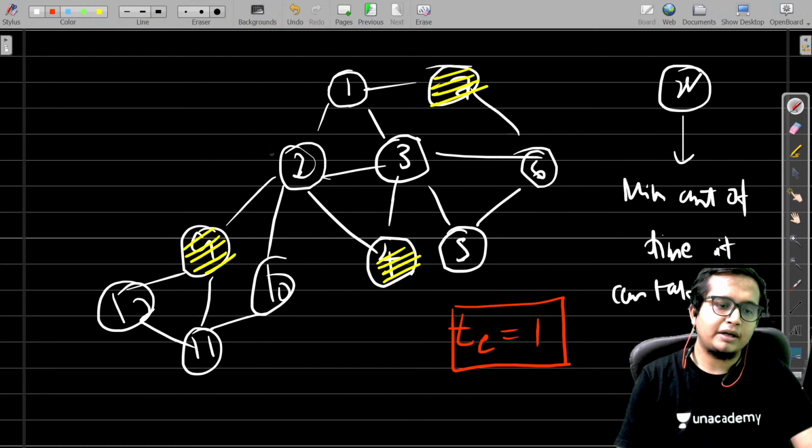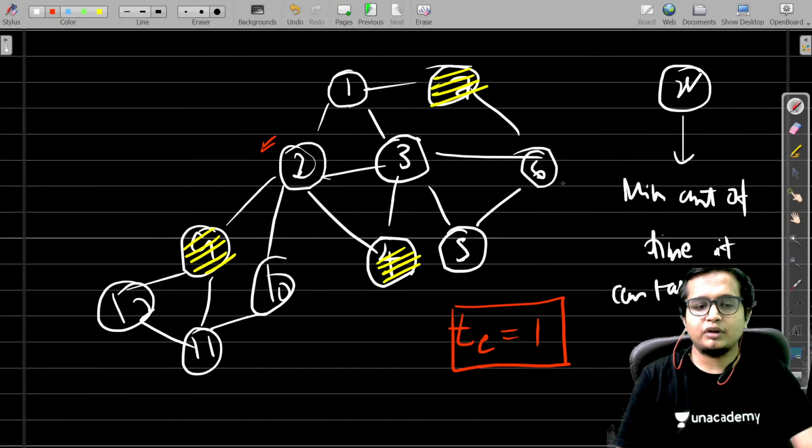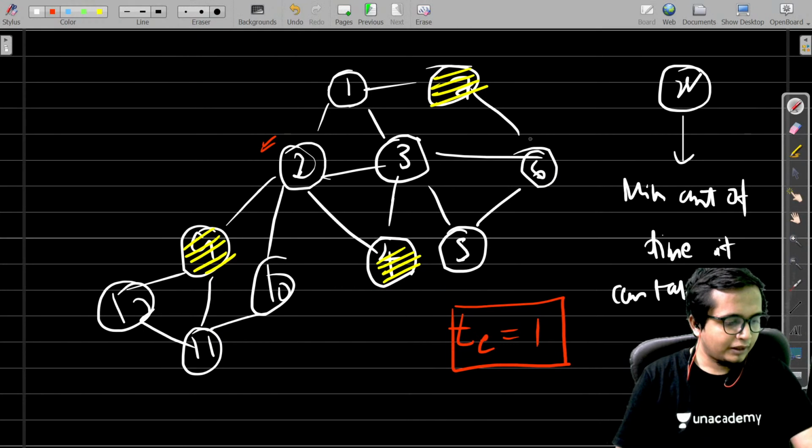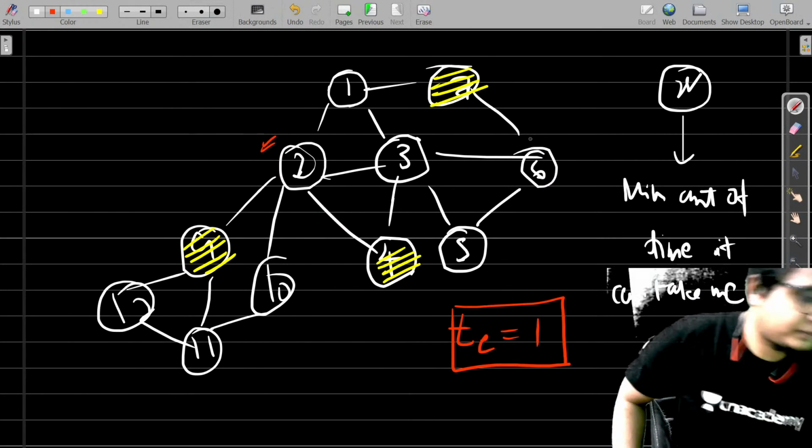Suppose I am at 2, the time is actually 1 unit. Either I can order from 9 or I can order from 4. If you see for 6, if you order from this node, then it would reach in 1 unit of time. If you order from this node, it would reach in 2 units of time. If you order from this node, it would reach in 3 units of time. So the minimum time is actually 1 unit. Is the question clear to everyone?